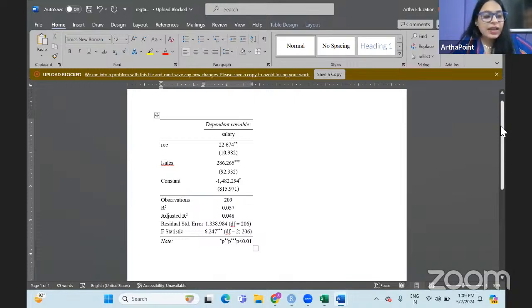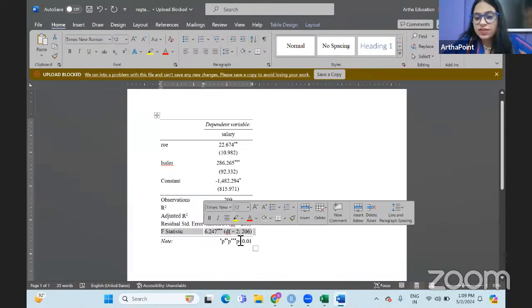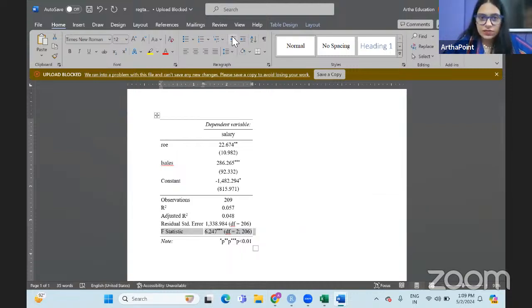Okay? And you can clearly notice that your R square is coming out as 0.057 and your adjusted R square is coming out as 0.048. Okay? And the F value is highly significant because it is significant at 1%. So which means that they are jointly significant.